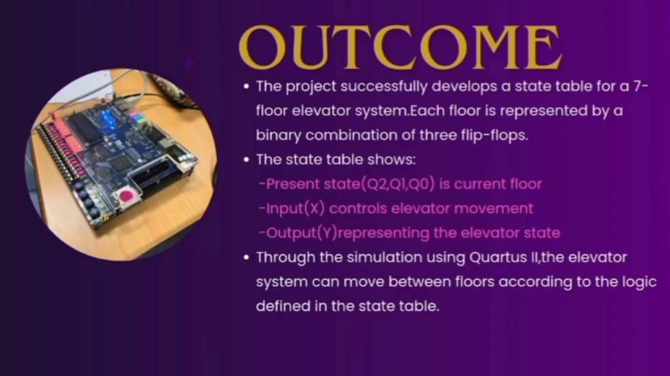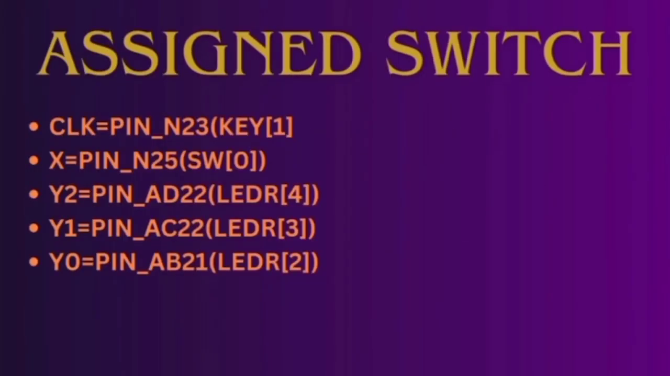The state table shows the present state, which is Q2, Q1, and Q0, the current floor; input X, which controls elevator movement; and lastly output Y, which represents the elevator state. Through the simulation using Quartus 2, the elevator system can move between floors according to the logic defined in the state table. So this is the pin assignment we used in the Altera board.